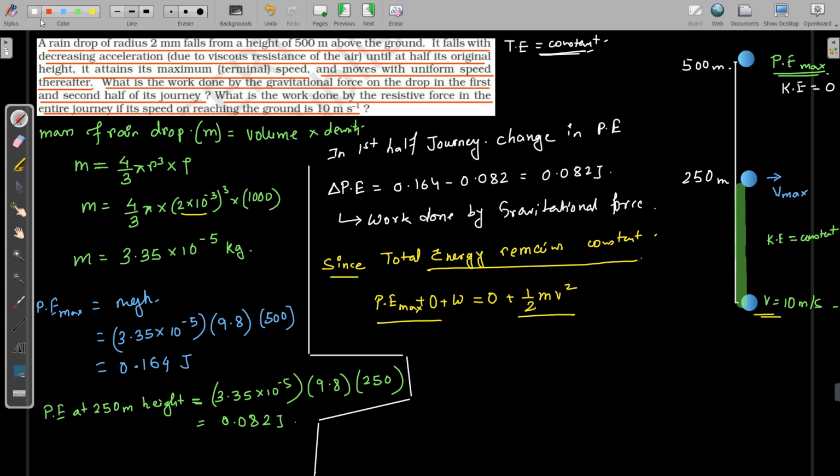So total energy is the sum of potential energy and kinetic energy. This portion is potential energy at the highest point, this is kinetic energy at the highest point, and this is negative work by the resistive force. And this is at the lowest point: the potential energy at the lowest point, and this is the kinetic energy at the lowest point. So if we do this, we get W is equal to half mv square minus PE max.